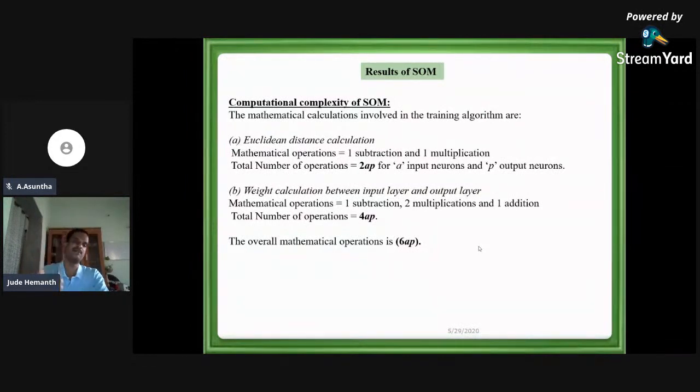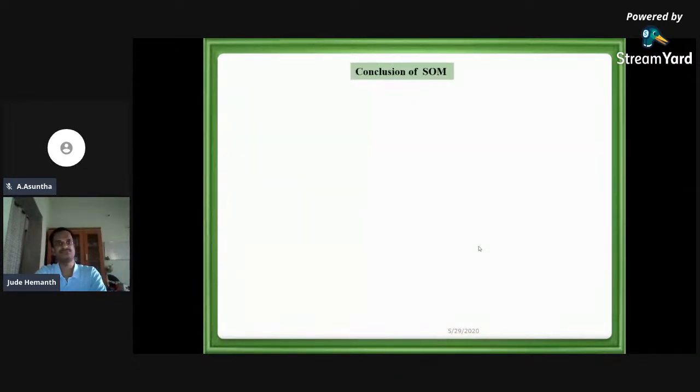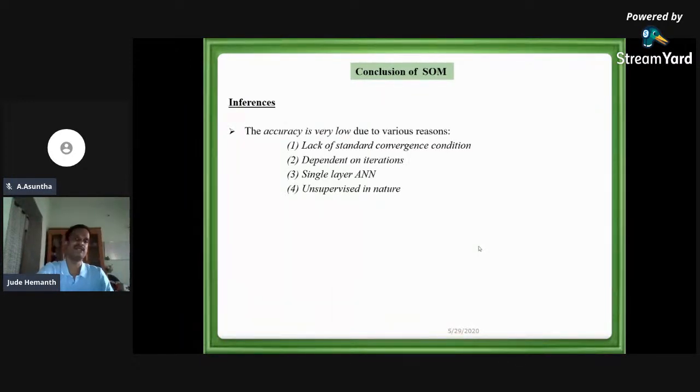So if you change the number of neurons in the input side, depending on that, the complexity will increase. And it has taken approximately around 650 CPU seconds. So this is based on the specification of the computer which I have used. So what do you infer from your self-organizing map classification? The first drawback. This is what a researcher has to do. Whenever you apply something, try to pinpoint the drawbacks.